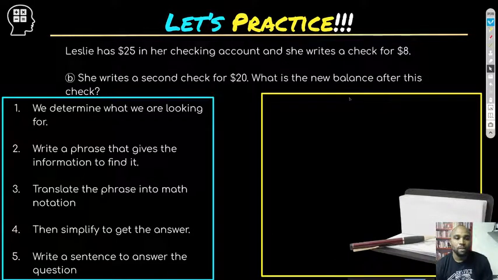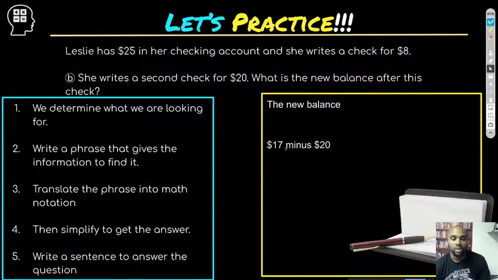Second part, she writes a second check for $20. So what's the new balance now? Well, first of all, let's go through our steps. We want the new balance. We take the original, which was a 17, is what we had left. This is not looking good for my girl because she only had $17 and she wrote a second check for $20.